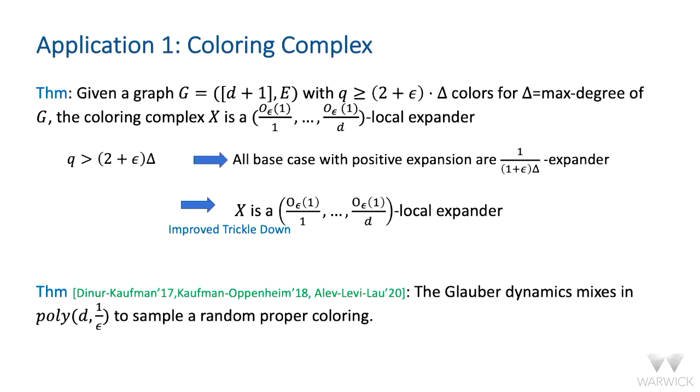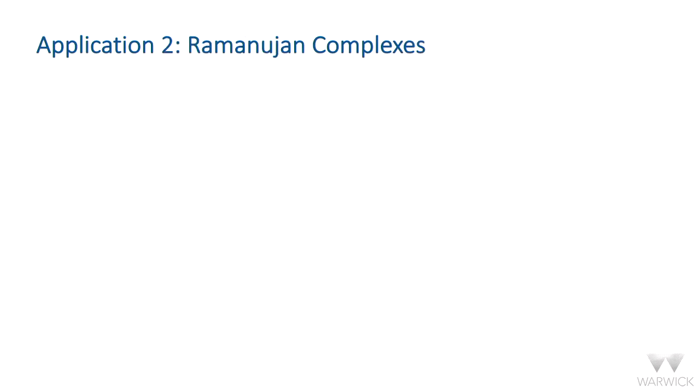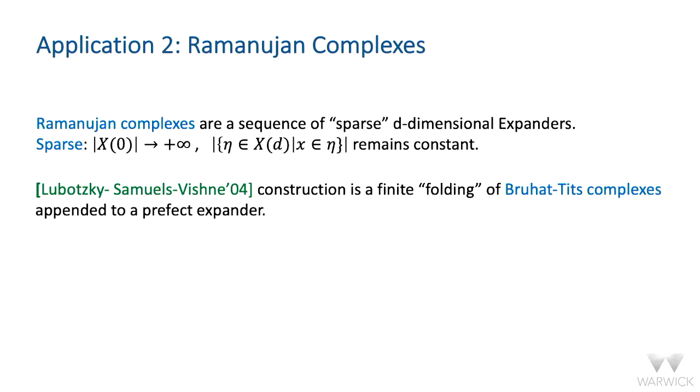So the consequence of this is that you can prove that the global dynamics on the set of proper colorings of the graph mixes rapidly. Okay? This is something we already knew using other techniques like coupling, but it now proves it using this machinery. Okay? Now, the second application is more interesting. So it's for sparse complexes that already have a lot of applications. So let me tell you a little bit about them.